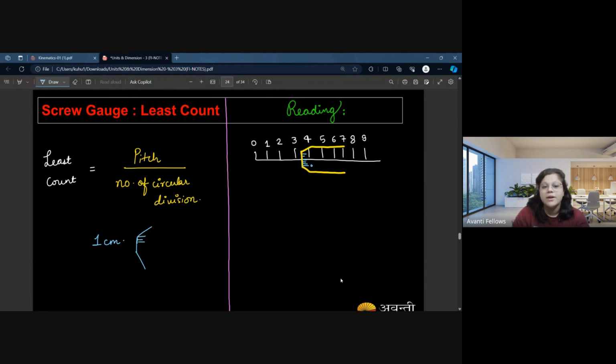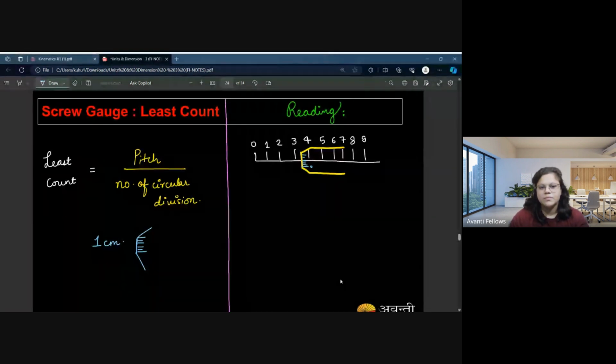Because we have 100 divisions over here, right? You are rotating that scale, that circular scale, by that thimble. Let's say there are 100 divisions on that entire circular scale. So basically, you can calculate 1/100th part of the main scale in the given conditions. Are you getting what I'm saying?